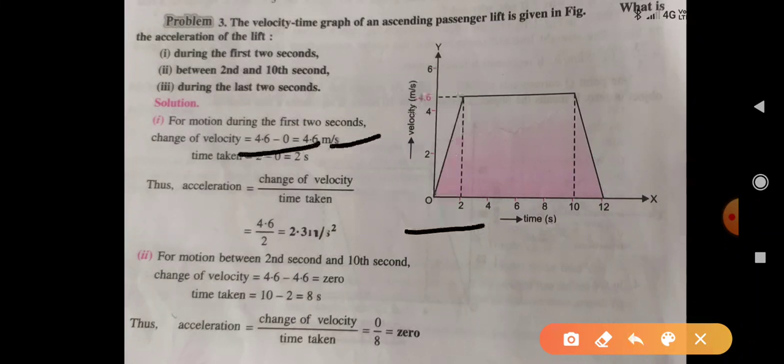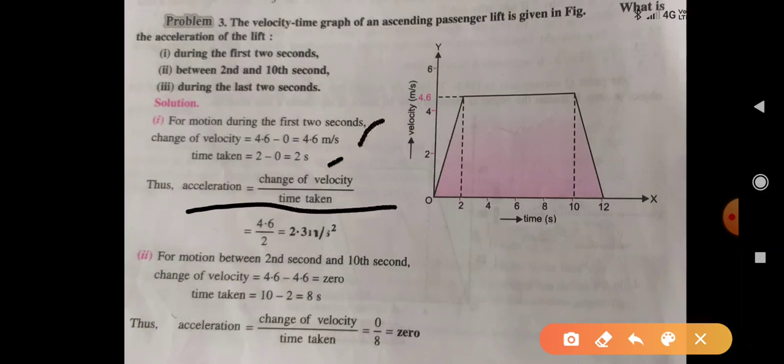Time taken: final time 2 seconds, initial time 0 seconds, so time taken will be 2 minus 0, which is equal to 2 seconds. Now we can say acceleration is change in velocity upon time taken. Placing both values, 4.6 and 2, we get 2.3 meter per second square. With the help of the graph, we are able to find the acceleration in the first 2 seconds.